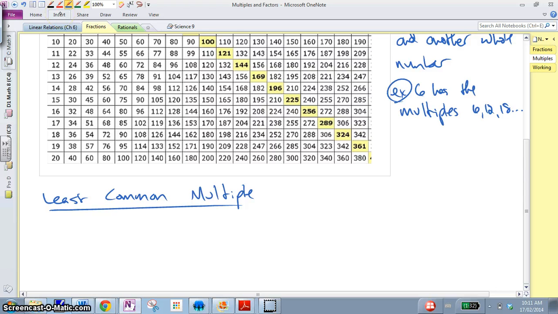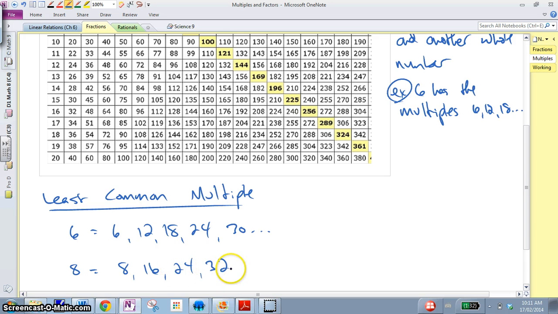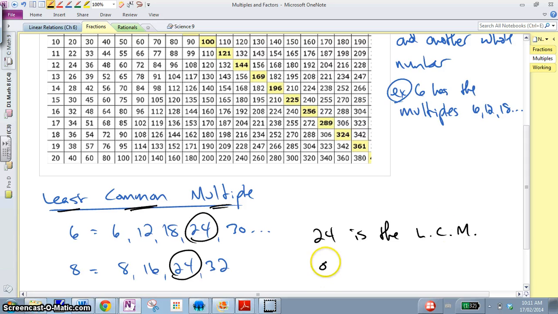The least common multiple, now we want to talk about some different numbers and their multiples. So if we're looking at 6 and 8, we could again say that the multiples of 6 are 6, 12, 18, 24, 30, and so on. Multiples of 8 are 8, 16, 24, 32. So our least common multiple is really just that. It's the smallest multiple that they have in common. So 24 is the least common multiple of 6 and 8. Alright, just a few definitions to get us started here.